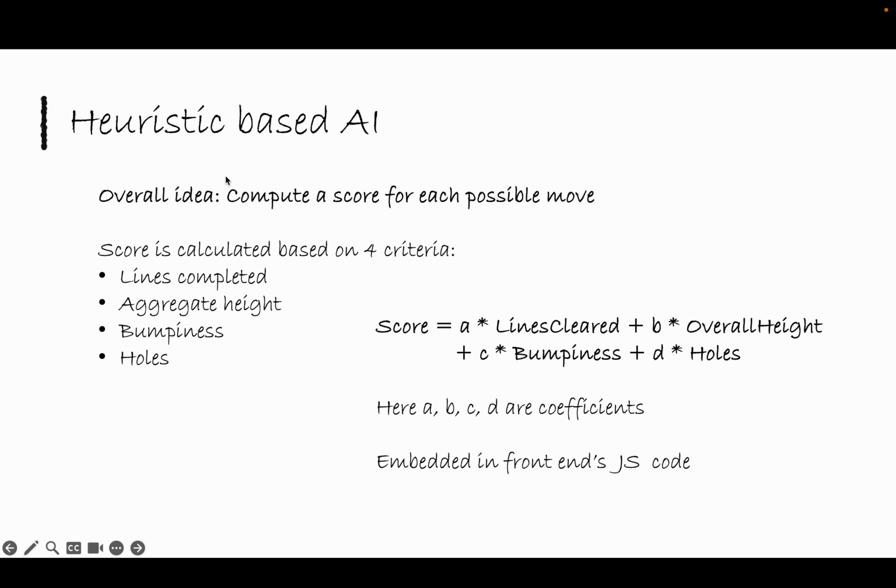So let's first talk about the heuristic-based AI. The overall idea is to compute a score for each possible move. Here, possible move refers to, for example, a move right or rotate. The score is calculated mainly based on four criteria: the lines completed, the overall height, the bumpiness, and the holes. And here's the formula for calculating this score. Here A, B, C, D are coefficients, which in this project are manually selected and tested. This approach is fully embedded in the front-end JS code, thus the response time is relatively low.